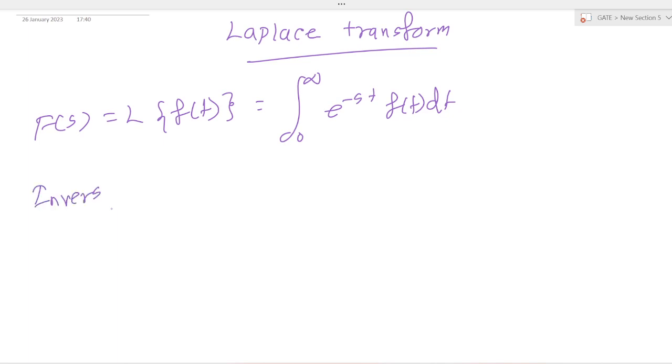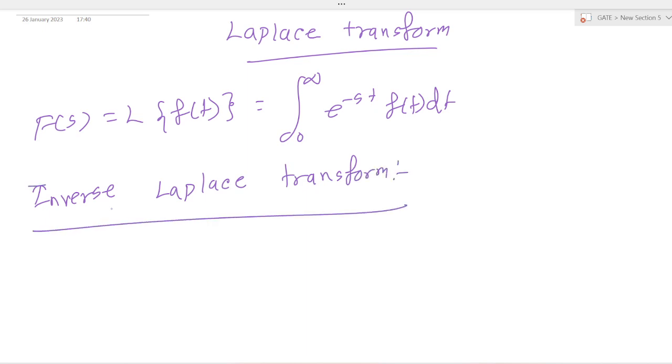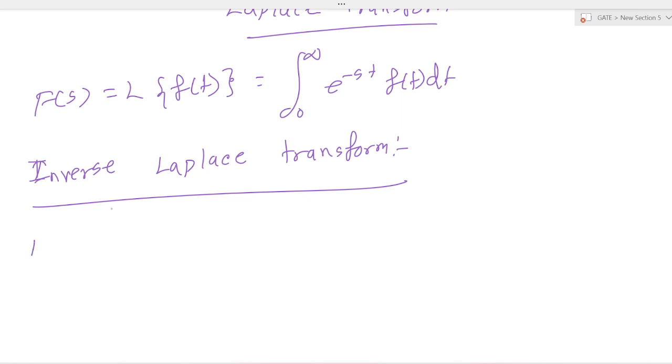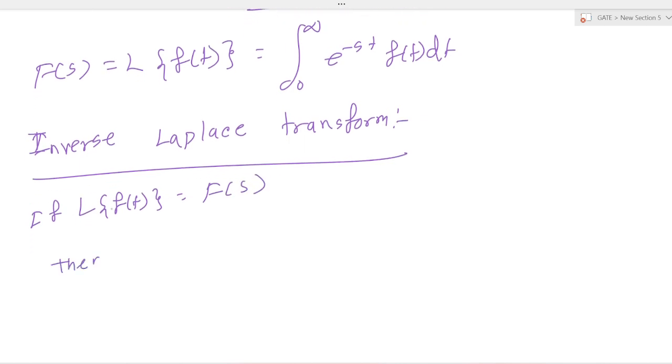Inverse Laplace transform. Okay, if L{f(t)} is equal to F(s), then L inverse of F(s) is equal to f(t).